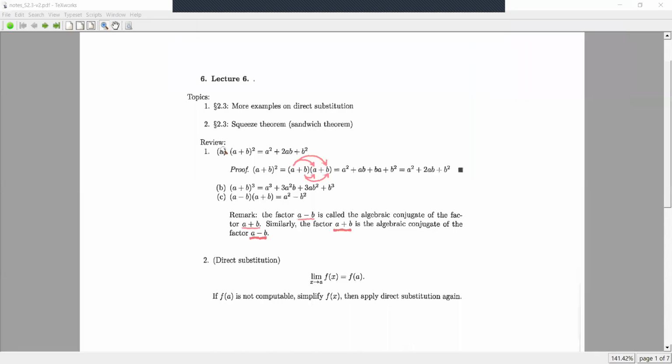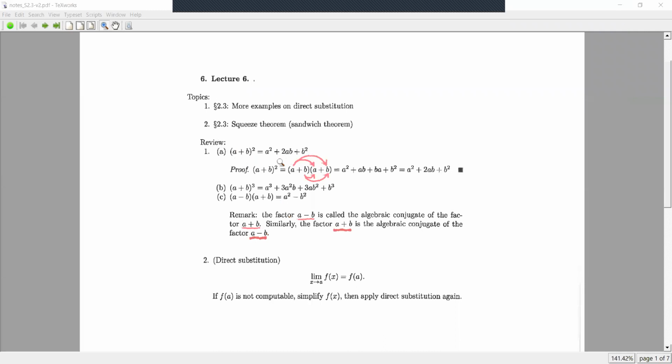Take a review and preparation. Here are some algebraic formulas that we often use. These formulas are fundamental. Formula A: (a + b)² is equal to a² + 2ab + b².